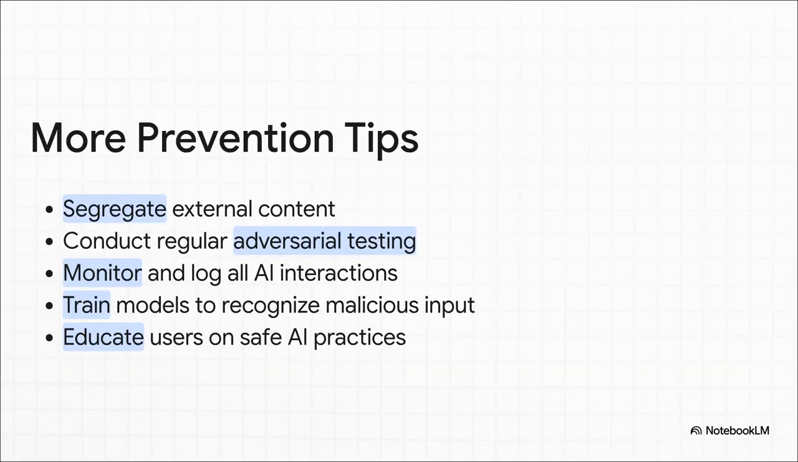And it doesn't stop there. A really strong defense has to be an ongoing process. You've got to carefully separate the AI's core instructions from any potentially risky external content. You should be constantly running simulated attacks, what they call adversarial testing, to find weaknesses. You have to monitor and log everything the AI does. And of course, you need to train the models to get better at spotting malicious input, and just as importantly, educate the human users on how to practice safe AI.